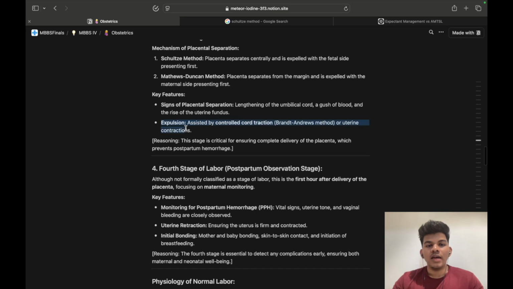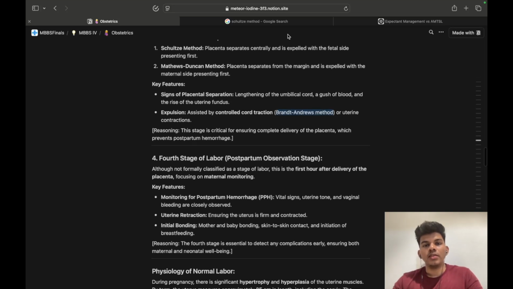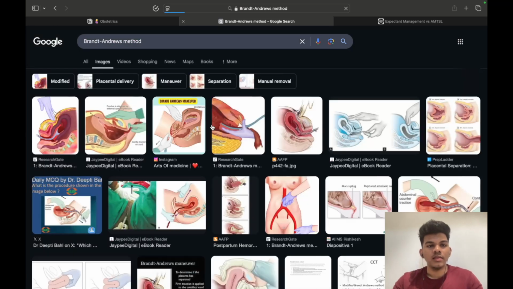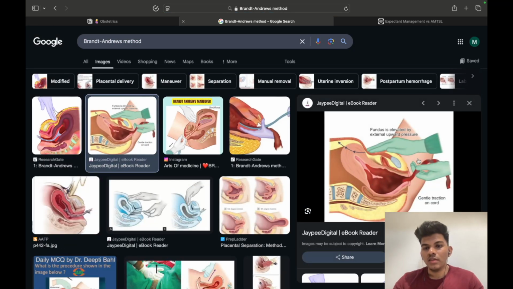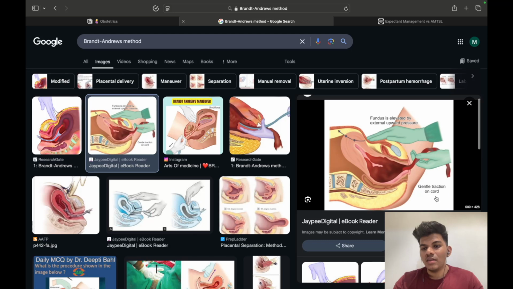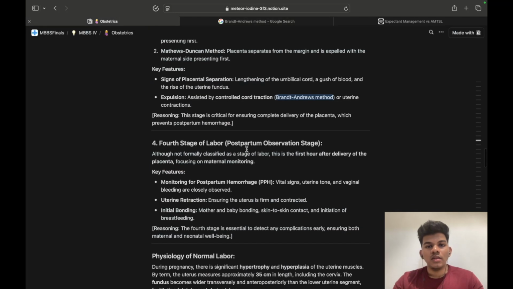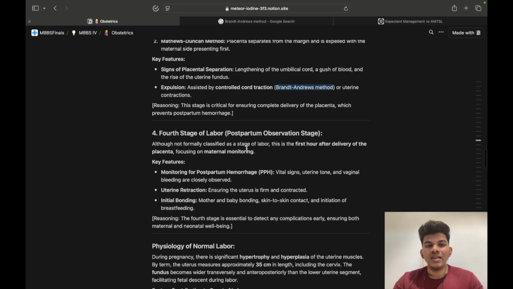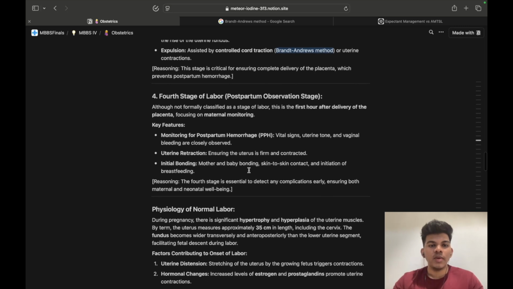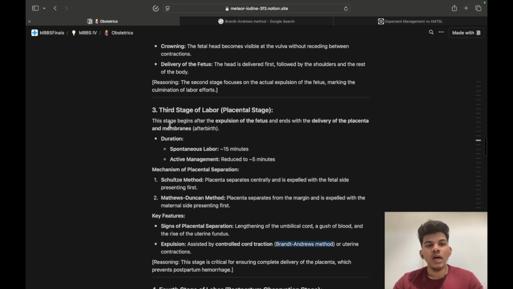Expulsion assisted by controlled contraction. So we have learnt about this in active management of the third stage, where controlled cord traction is done using the Brandt-Andrews method. So let's look at the Brandt-Andrews method once again, so that the idea is clear. Here you can see one of the hands, the physician holds the lower abdomen, above the pubic symphysis, and with the other hand there is gentle traction of the cord, and it is ensured that uterine inversion is not taking place. It is very important to do it in a skillful manner. So that was the third stage of labor.